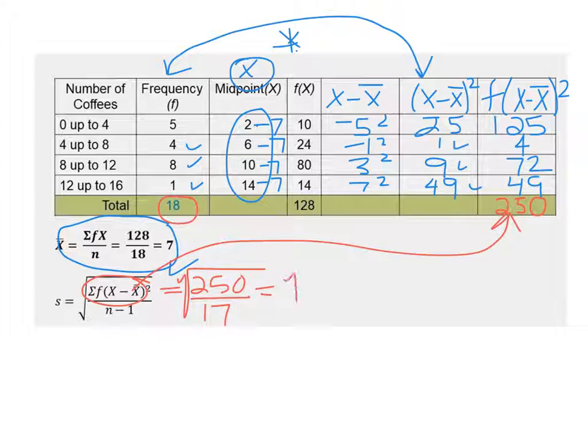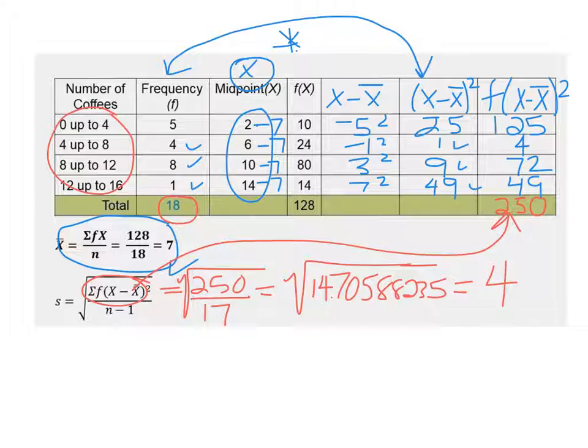And we take the square root of 250 divided by 17, which is 14.70588235, and we take the square root of that, and that'll end up giving us a value, because we're going to round, of 4. So the standard deviation in this case is 4 coffees.